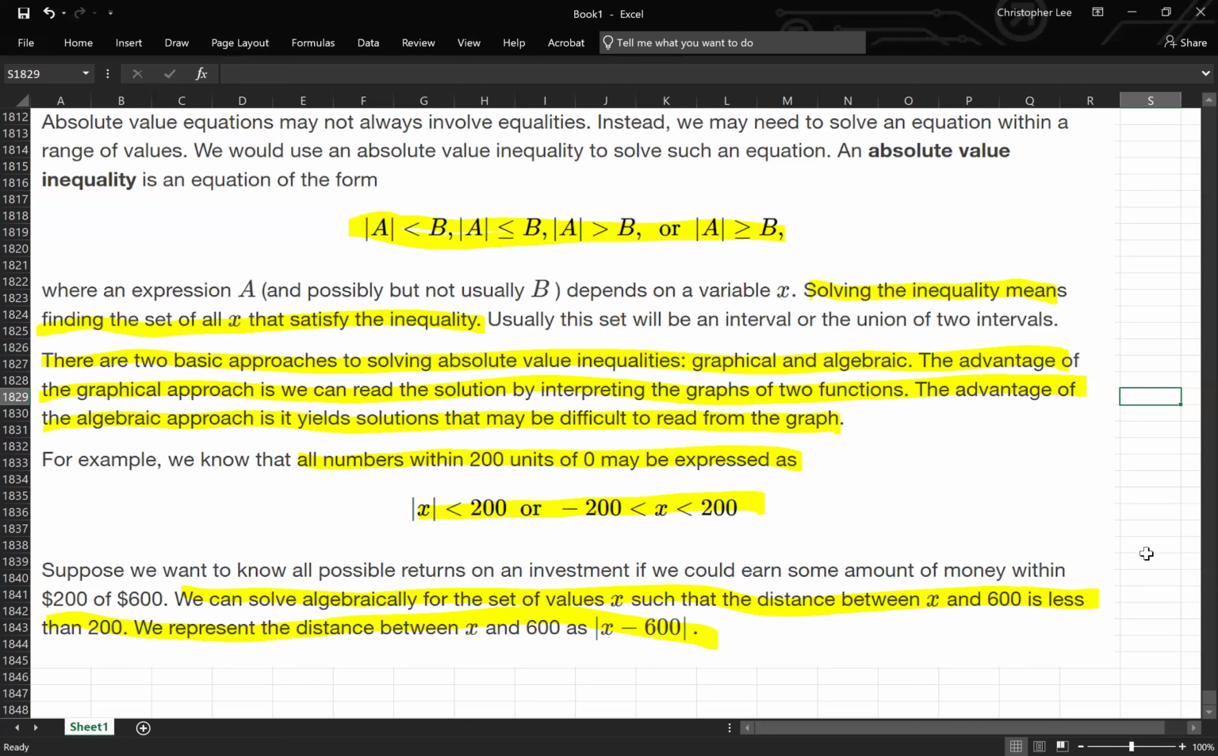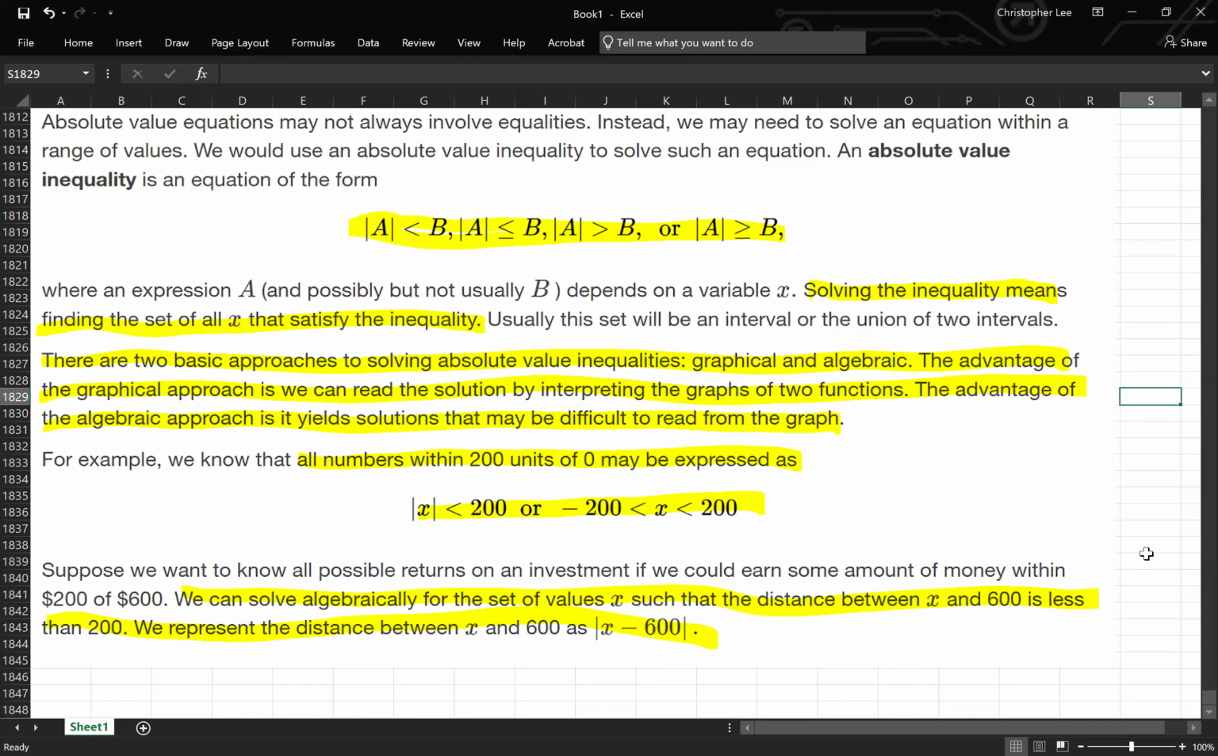There are two basic approaches to solving absolute value inequalities: graphical and algebraic. The advantage of the graphical approach is we can read the solution by interpreting the graphs of two functions. The advantage of the algebraic approach is it yields solutions that may be difficult to read from the graph. For example, all the numbers within 200 units of zero may be expressed as the absolute value of X is less than 200, or negative 200 is less than X, which is less than 200.